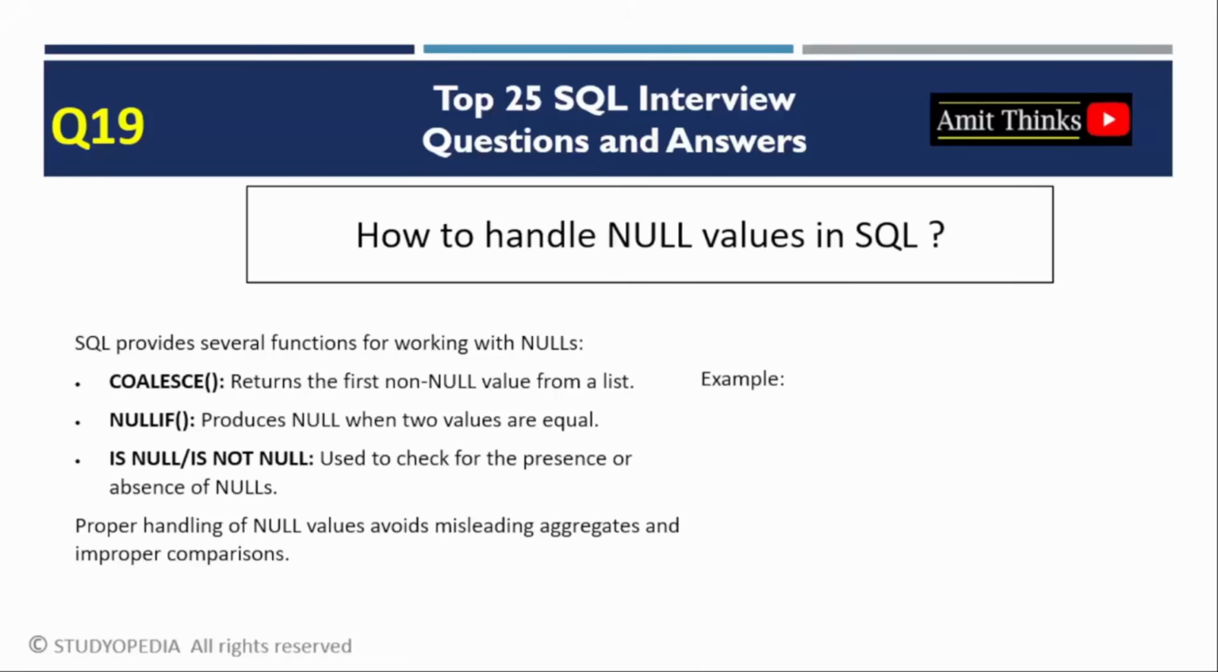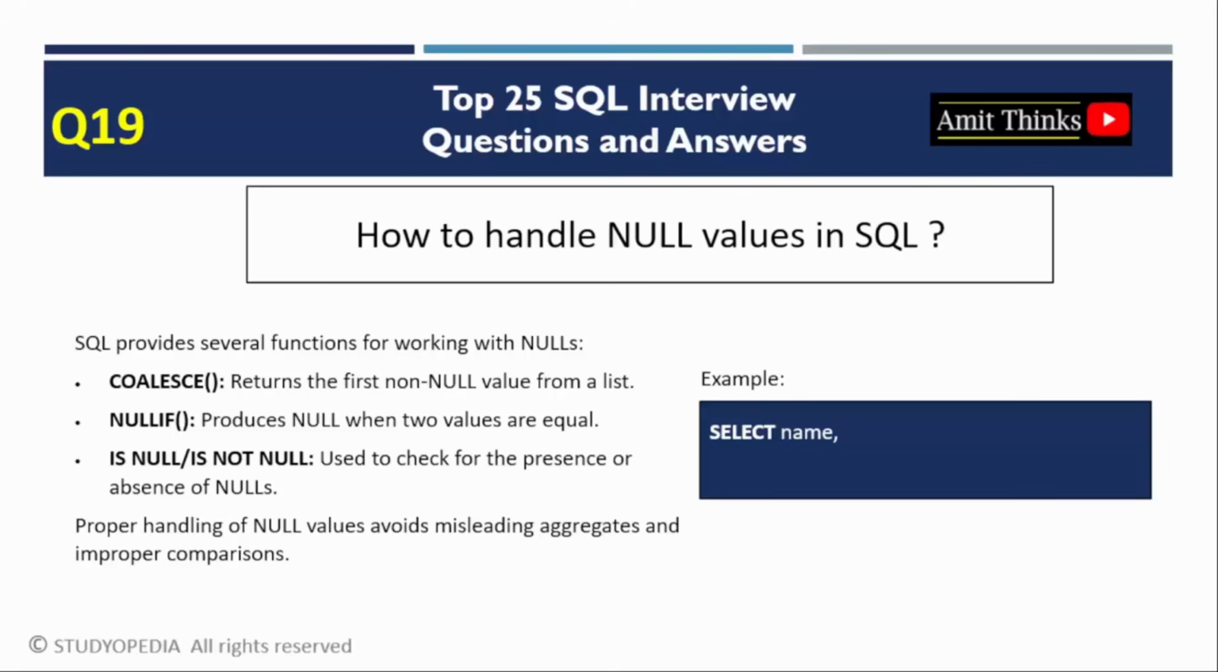Let us see an example. This SQL query is retrieving employee names and their salaries from the employees table, but it uses the coalesce function to handle missing or null salary values. It checks if salary is null. If salary is null, it replaces it with 0. If salary has a value, it keeps that value.